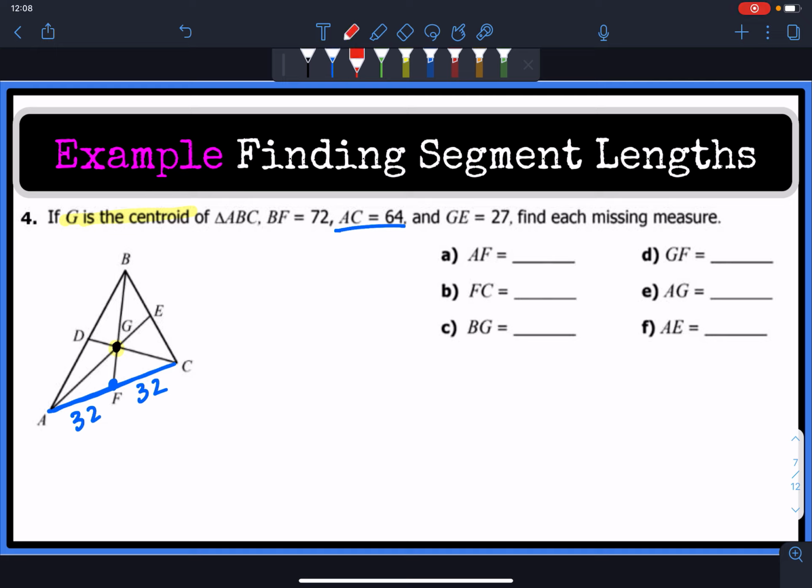Oh, I missed the fact that BF is 72. So the distance from point B to point F, which is this median here, is 72 units long. Then the distance from the centroid to the midpoint is going to be 1/3 of 72. So if I divide 72 by 3, that's equal to 24. And if that's 24, then the longer end of the median is going to be twice as big, which is 48. And the last piece of information we're given is that the distance from point G to E is 27, which is the short end of this median. That means the longer end of the median would be twice as long. So that's going to equal 54.